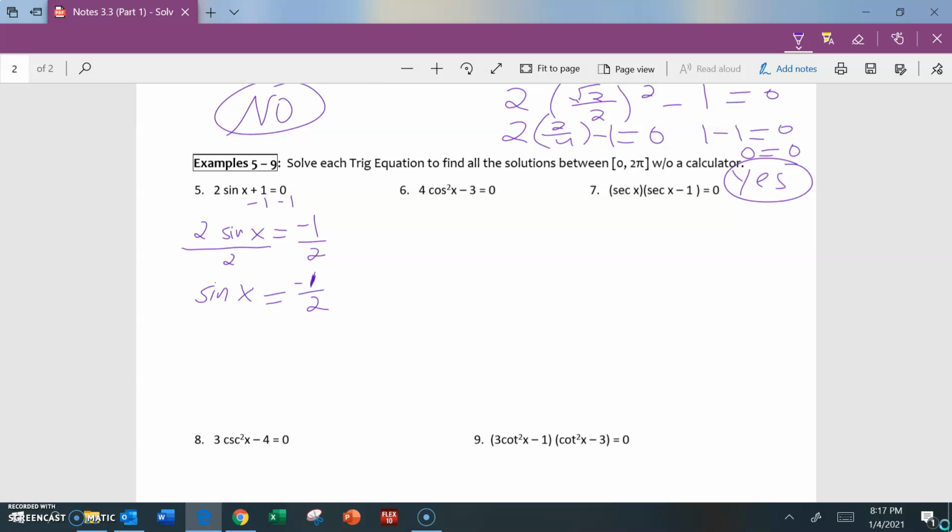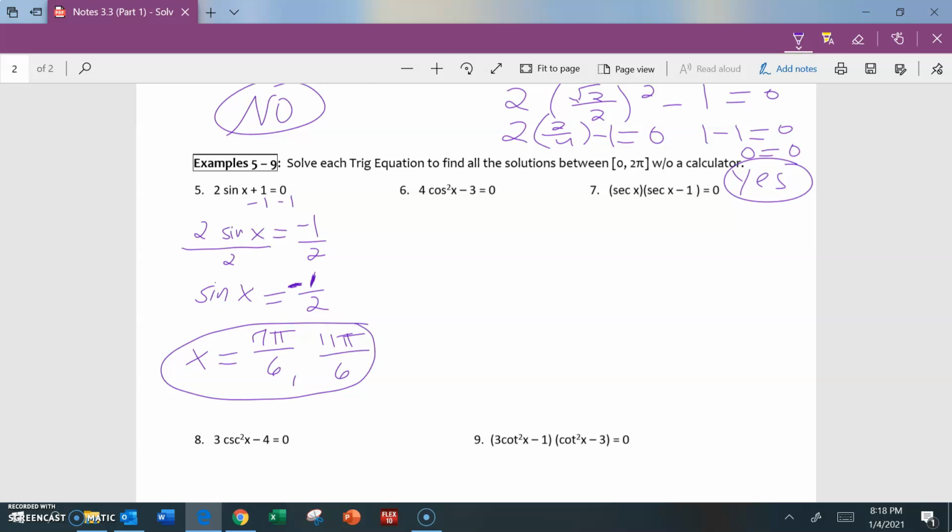But our answer is negative, so it can't be in quadrant 1. So our two answers are going to have to land in quadrants 3 and 4, and that's going to be 7 pi over 6 and 11 pi over 6. And those are our two answers. So really, the algebraic process is the same as you learned back probably in 6th grade with inverse operations, but now you just really need to have these trig angles and radians memorized.